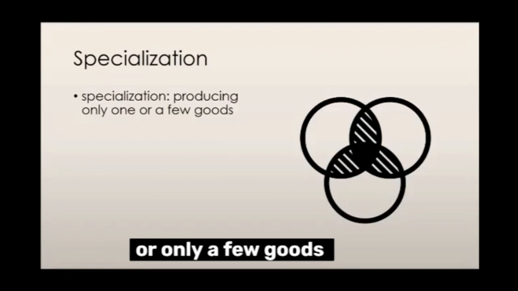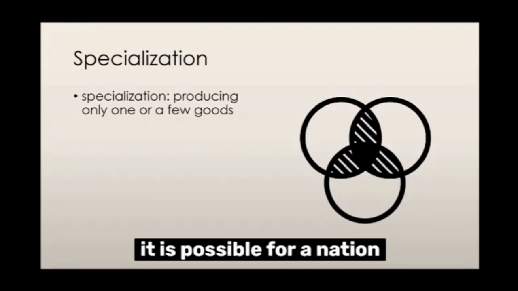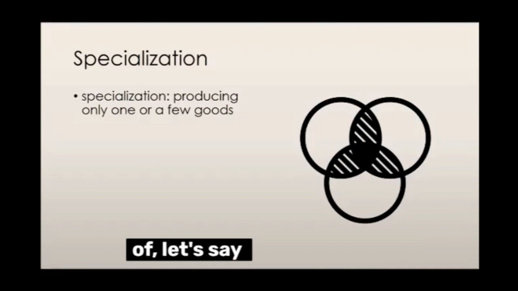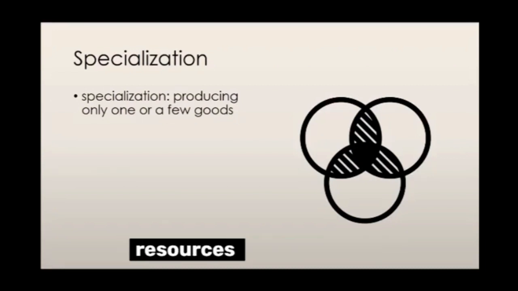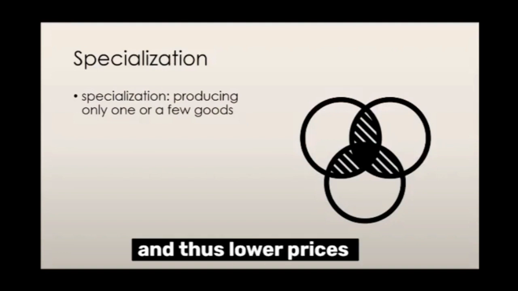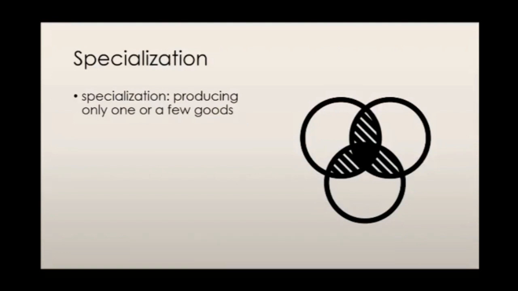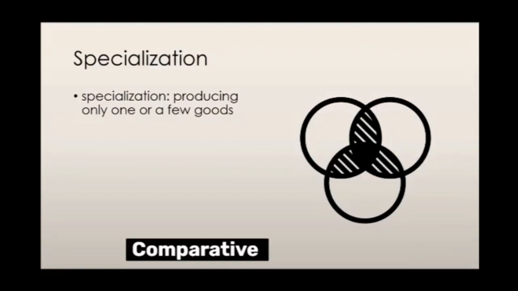Specialization is this idea that when we start producing either one or only a few goods, taken in the context of a country, it is possible for a nation to specialize in the production of, let's say, only one good. If this happens, that country will gain insight into more efficient ways of producing that one good, as all its resources are diverted to producing only that one good. This often results in a greater level of efficiency in production, and thus lower prices for consumers.